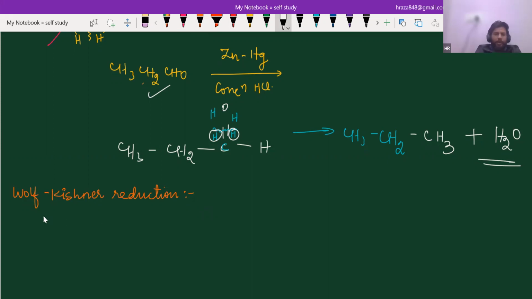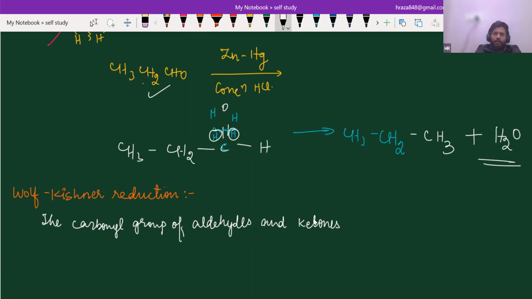So first of all, I'm going to write a point about this. This name reaction is very important. The carbonyl group of aldehydes and ketones is reduced to CH2 group.